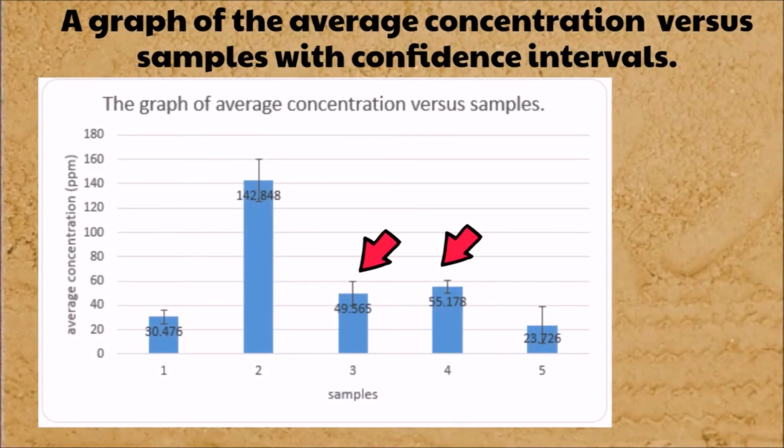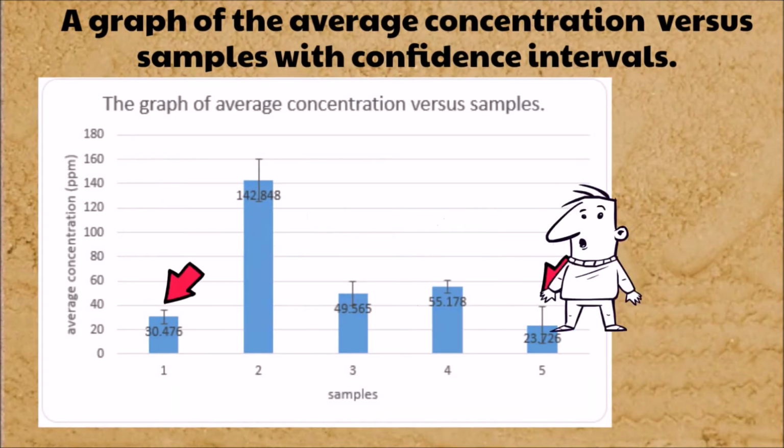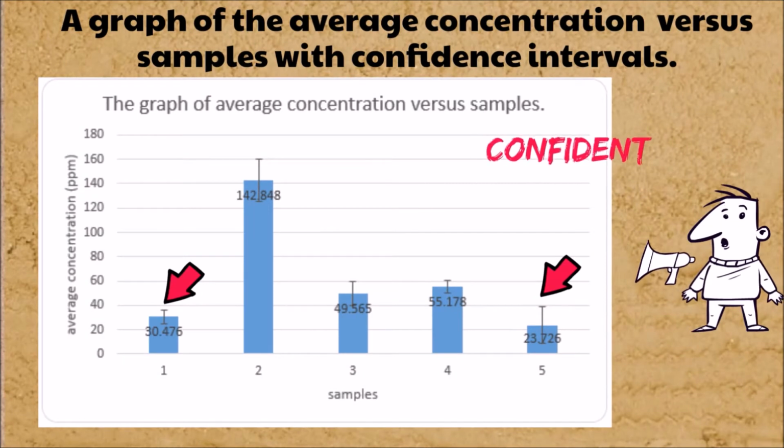As we can see, the confidence interval of sample 3 overlaps with sample 4. The confidence interval of sample 5 overlaps with sample 1 as well. Although some samples overlap with another sample, the results are still considered confident to determine the exact type of beverage in the samples, as this graph uses a 95% confidence interval.